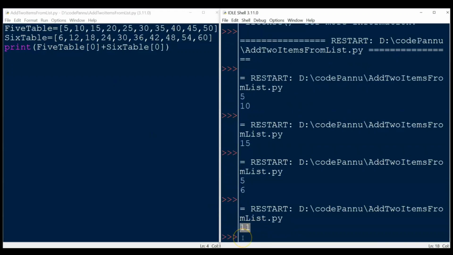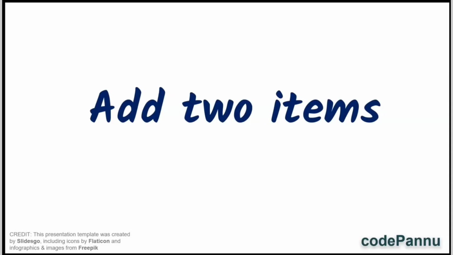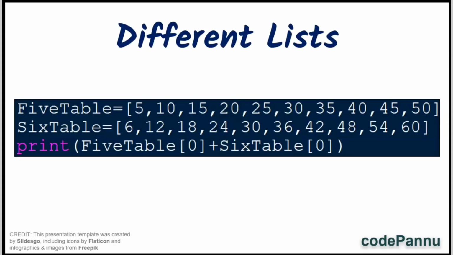Correct. So that is how we can add two items from the same list and two items from different lists.